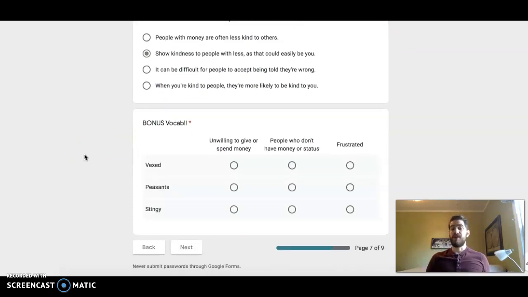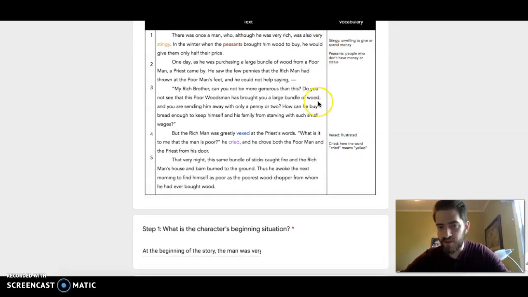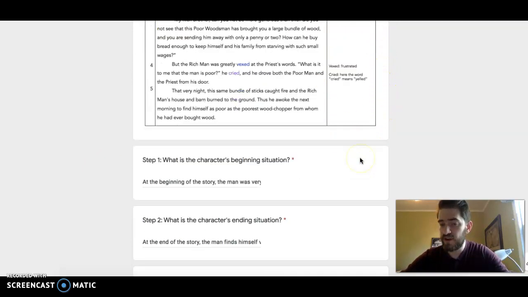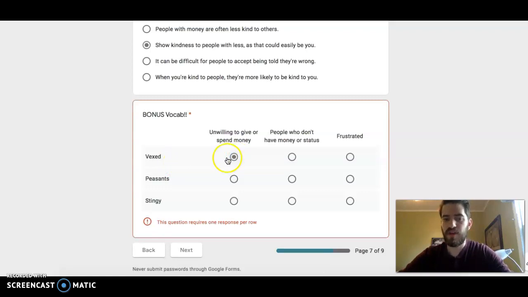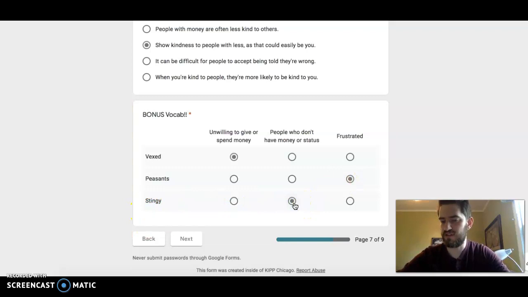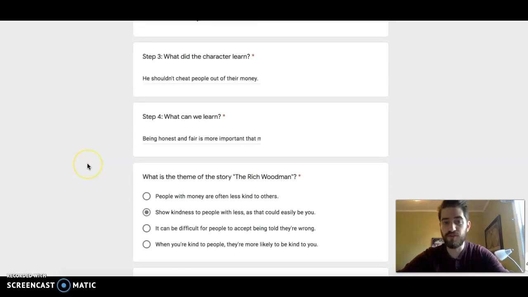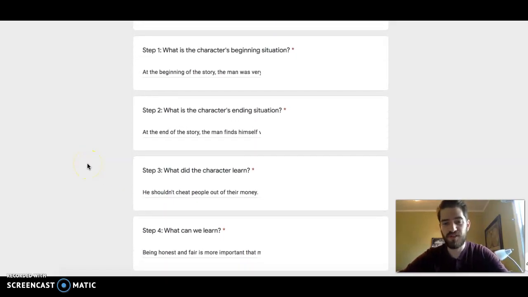Now, Kipsters, down below, we have a little bit of extra bonus vocab for you. You're going to look at these words. They were all defined right up here. So look for the definition there and choose it. I'm going to give you the wrong answer right now, so don't copy me. So if I say vexed, I think that means unwilling to give or spend money. I'm going to put right there. If I say peasants, maybe I think that means frustrated. I'm going to put it there. Stingy means people who don't have money or status. And then I can keep going from there. All right, Kipsters, best of luck. Make sure to review these answers and make sure to write them in yourself.